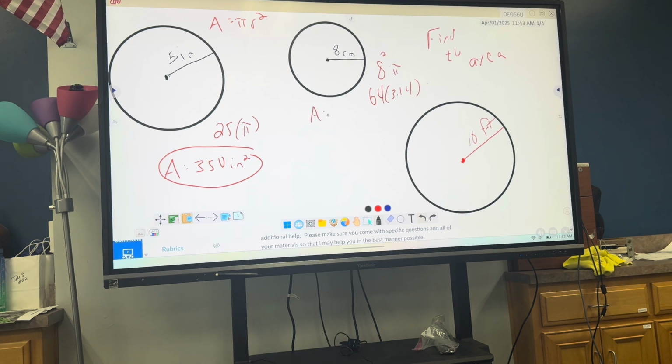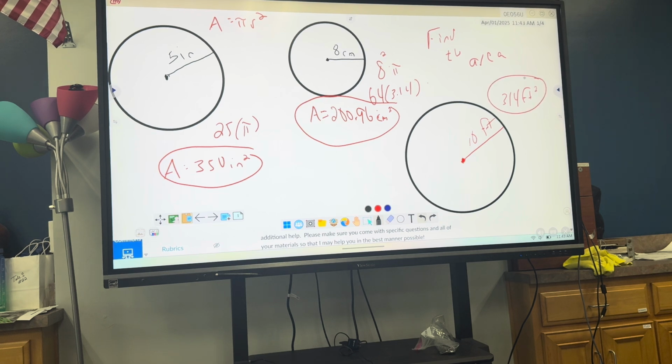Okay. This one, we have 8 squared times pi, so that's 64 times 3.14. So let's do 64 times 3.14, because r squared, right? Pi r squared, r is the radius, so what we've been dealing with. Somebody with the calculator do 64 times 3.14 and tell me the decimals. 200.96. Centimeters squared. And then last but not least, this one should be 314 feet squared. What questions do we have on area?